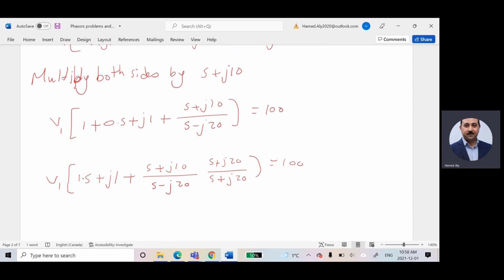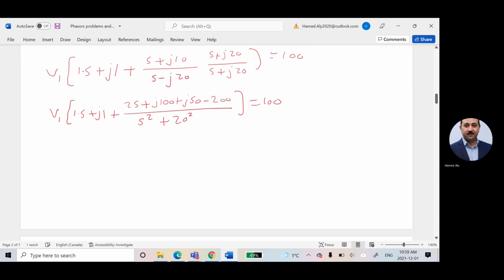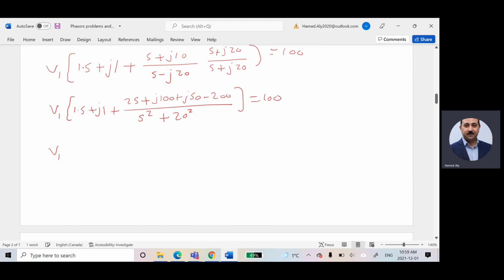Okay. Now, this guy will be V1 times (1.5 plus J1 plus the numerator over 5 squared plus 20 squared). Then 5 times 5 is 25, plus 5 times J20 will be J100. Then J10 times 5, J50. J times J will be negative 1, so it will be negative 10 times 20, 200. This guy is equal to 100. Then I will have V1 times 1.5 plus J1 plus, this along with this will be negative 175, right? Plus J150. Then I have 25 plus 400. This guy is equal to 100.